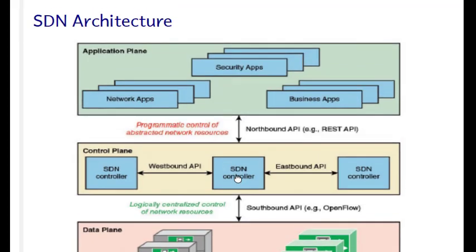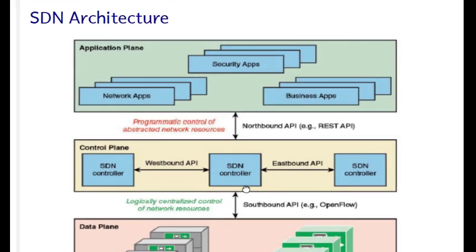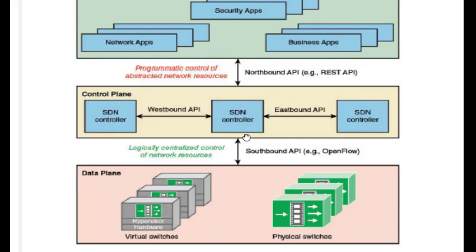Apart from this, we also have the application plane, where we have various applications running over it. We have the network applications, business applications, and security applications. So these are the three planes. We'll be studying them in detail. Between the control and the data plane, we have the southbound API, the application programming interface. One example of a southbound API is OpenFlow. This particular API is the logical connection between the two planes.